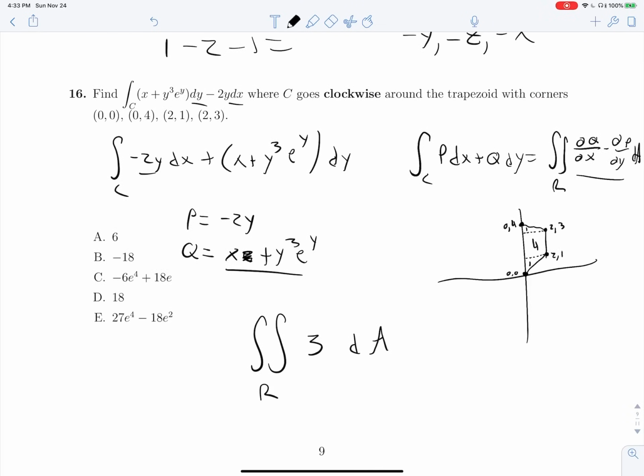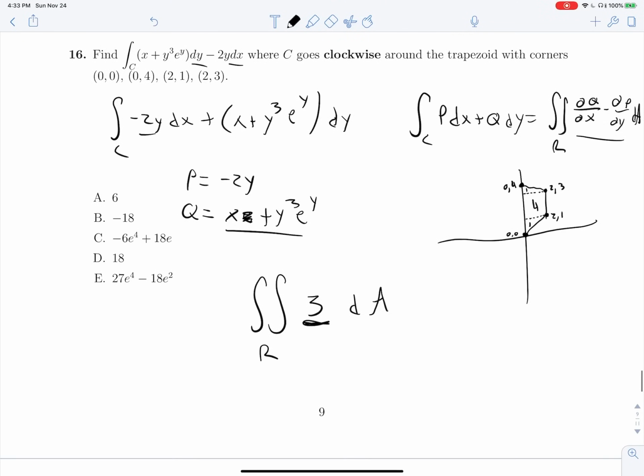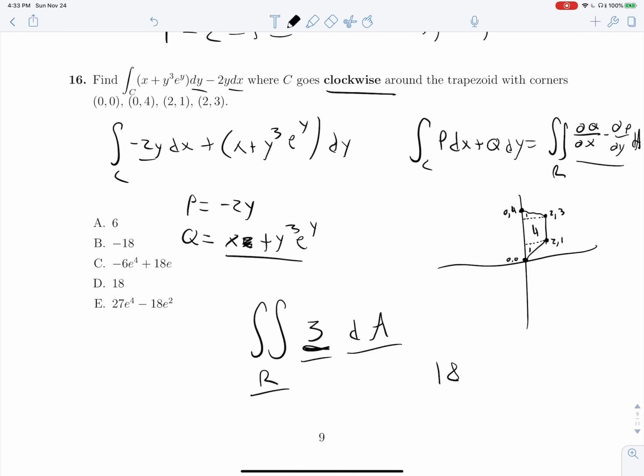So the total area of this thing is 6, and since we only have a constant in here, we can just say that this double integral of dA multiplied by 3 is just going to be 18. But careful, we're not done. There's a magic word in the question. We're going clockwise around the trapezoid. And if we're going clockwise as opposed to counterclockwise, we need to flip the sign. So whatever we get in the end, flip it, and we're done.